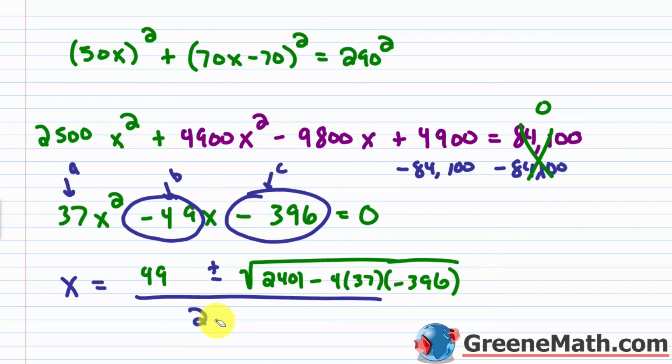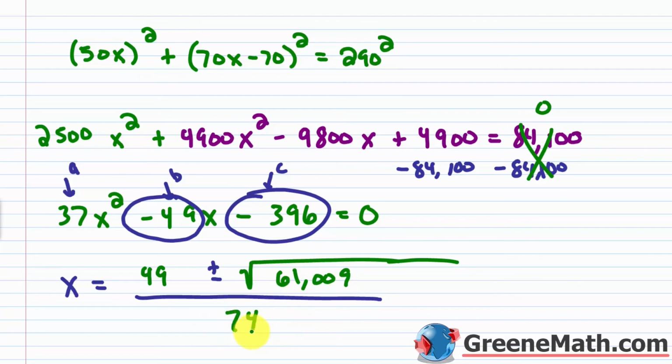For A, we have what? We have 37, so let's plug that in there. All right, let's do our calculation. Negative 4 times 37 is negative 148. Then times negative 396 is going to give me 58,608. So let's put plus 58,608. If we sum 2,401 and 58,608, we get 61,009. So let's write that there, 61,009. Then down here, 2 times 37, we know from earlier, is 74.